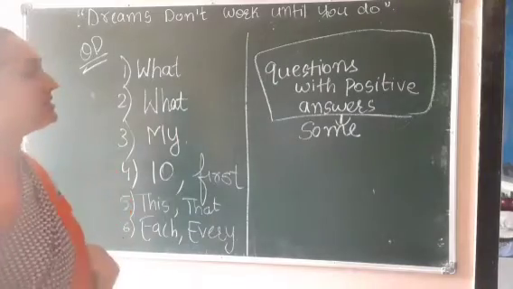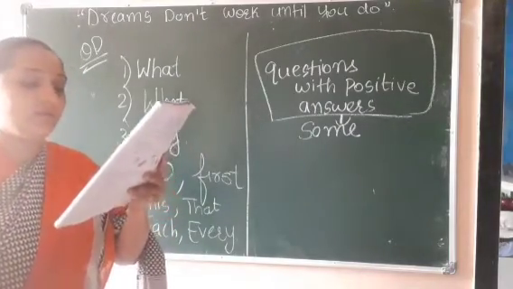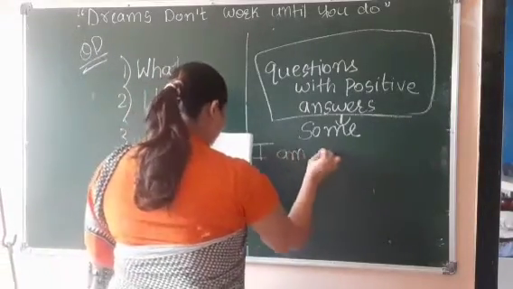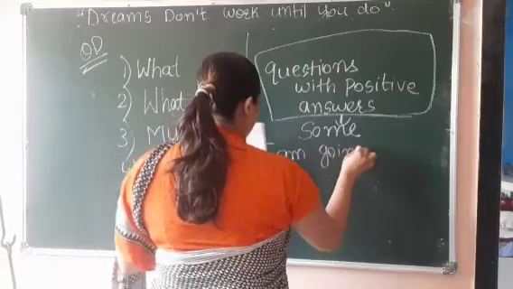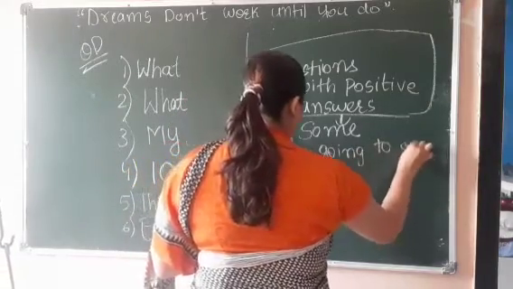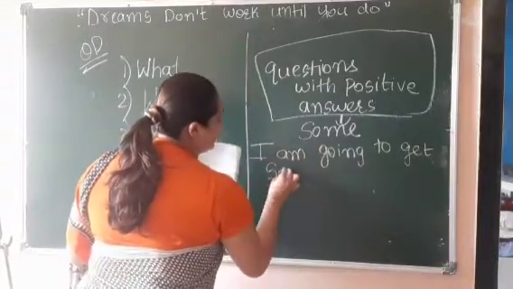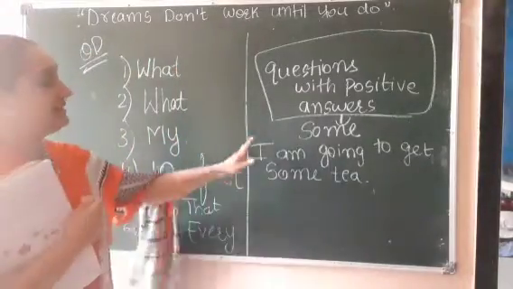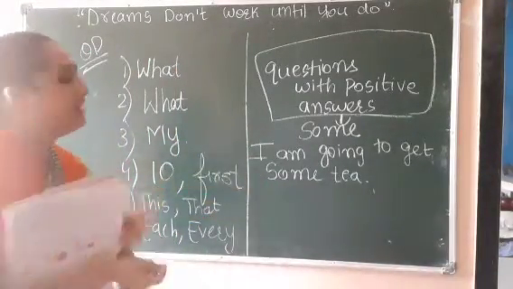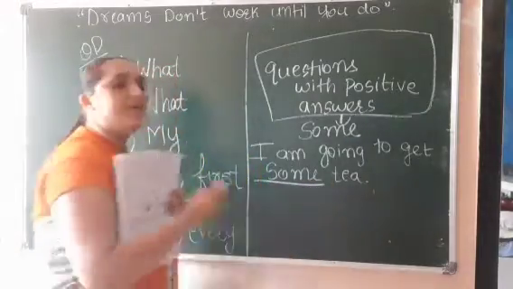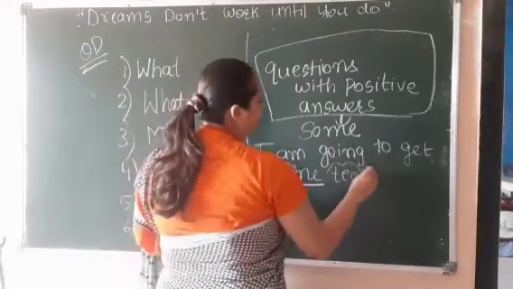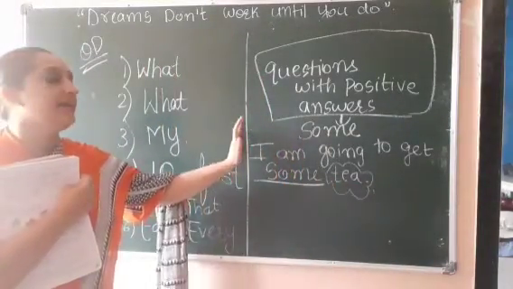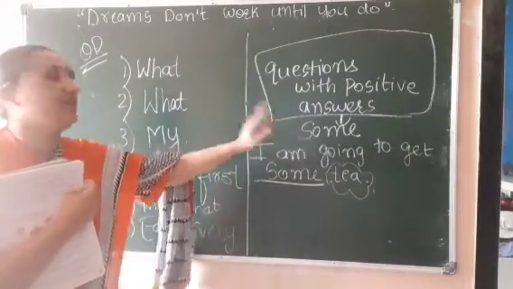Okay, questions with positive answers. With that we will use some. For example, now you can see that this sentence is positive, right? So with that we will use some. Whether the noun is countable or uncountable doesn't matter. You have to see whether the answer that we are getting is positive or negative. If positive, we will use some.